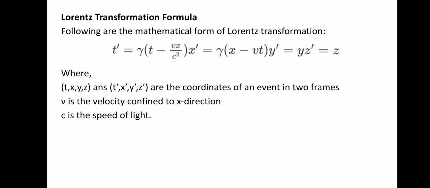So these are the mathematical form of Lorentz transformation, where t, x, y, z and t dash, x dash, y dash and z dash are the coordinates of an event in two frames. V is the velocity confined to x direction. C is the speed of light.